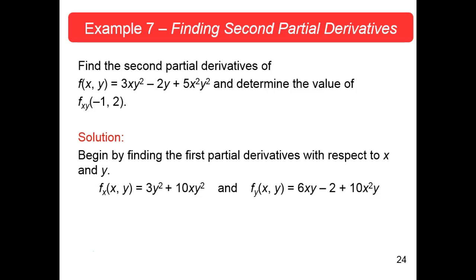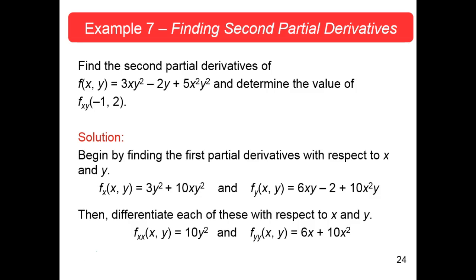Now take the partial of that thing with respect to y. What would that be? 6xy. Perfect. This with respect to y? Minus 2. Got it. This with respect to y? 10x squared y. Perfect. Okay? So here we got the partial of that thing with respect to x, partial of that thing with respect to y. Now we do a second partial, and we can do this with respect to x, then this with respect to y, that with respect to x, and that with respect to y. Doesn't matter which order you do.